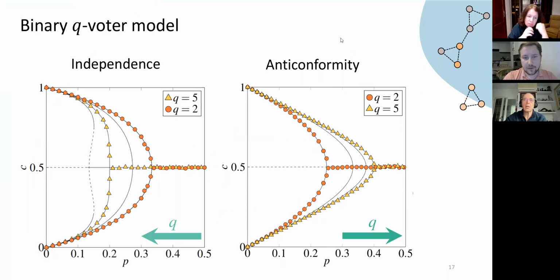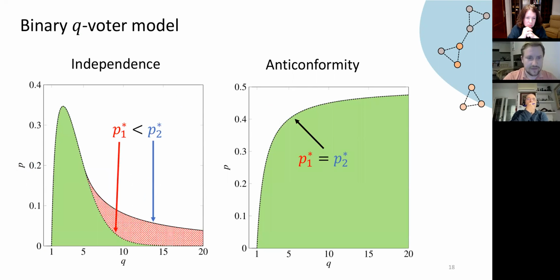And when I look at the results of the binary q-voter model with independence and anticonformity, it turns out that for anticonformity, no matter what the value of q is, I obtain the continuous phase transition all the time. And when independence takes place, we start to observe a discontinuous phase transition when q is above some certain level. And this level is q equals 5. So when I have q bigger than 5, I start to observe the difference in spinodal lines, basically. So the lower spinodal line is different than the upper spinodal line, in contrast to the anticonformity case, where they are equal.